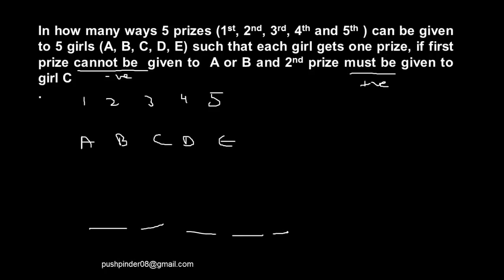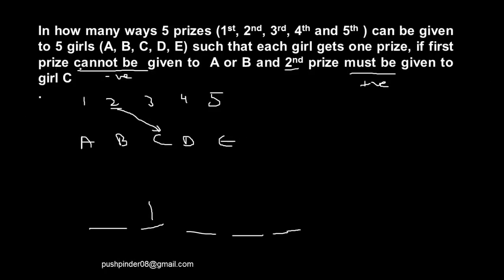So these are the 5 prizes to be given away. In how many ways can you give the second prize? Second prize can only be given to girl C. So there is only one way to give the second prize. You cannot give the second prize in any other way, right? So that means the second prize is solved. Now let's satisfy the negative condition.